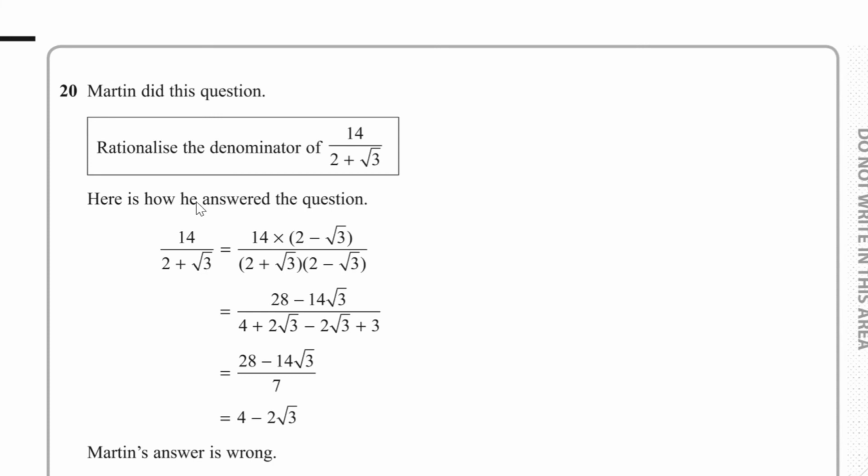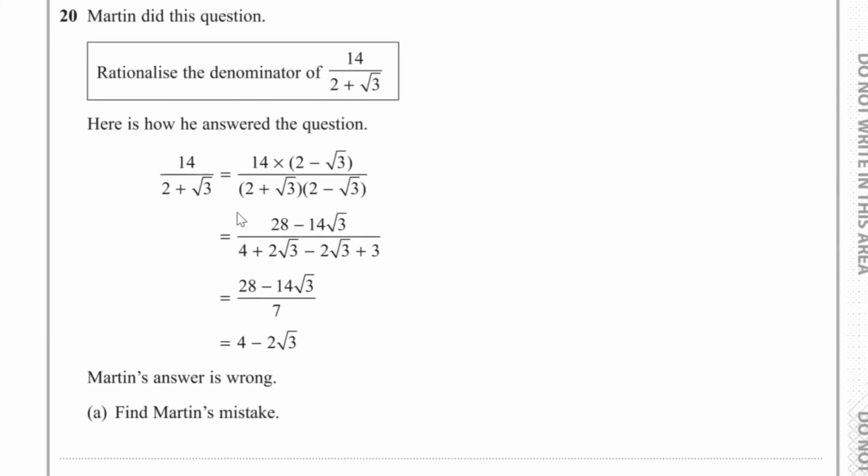Question number 20. Martin did this question. We have to rationalize the denominator of 14 over 2 plus root 3. Here's how he answered the question. So he multiplied both the numerator and the denominator by the conjugate of the bottom. So he multiplied top and bottom by 2 minus root 3.